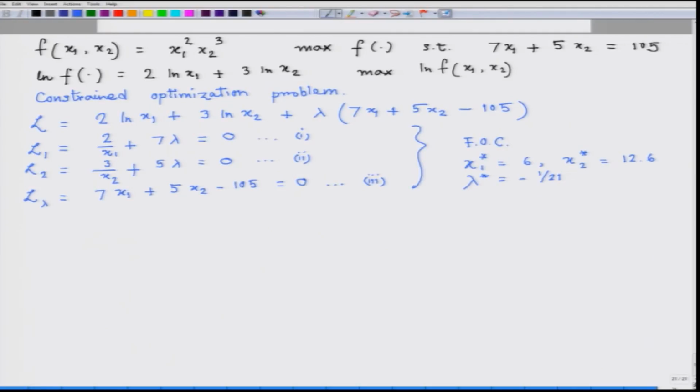I am skipping the steps. Now, whether this set of values x1 star, x2 star and lambda star indeed gives a maxima or not, for that we have to check the second order condition, right. So, in the second order condition we know that we have to use the concept of the bordered Hessian, right. The elements of the bordered Hessian will come from the higher order partials. So, let us first construct them one by one.